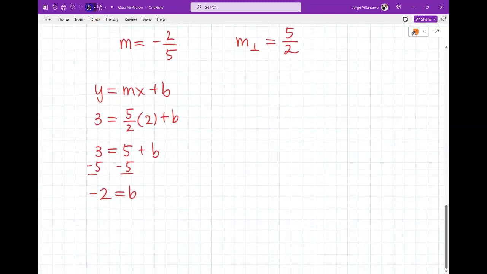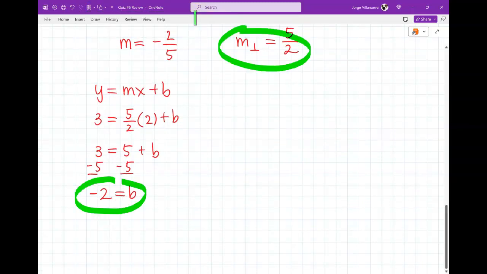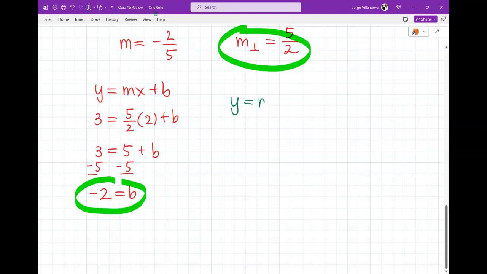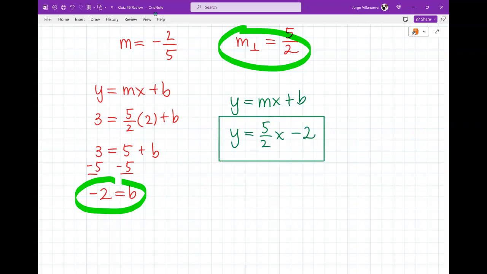So look, I have my b value, my m value, okay? All I got to do is use that to write my equation, okay? So I'll put it in green here. Y equals mx plus b. Let's just fill in what I need. M is 5 over 2x, and b is negative 2, and I'm done. Are we okay with that problem?